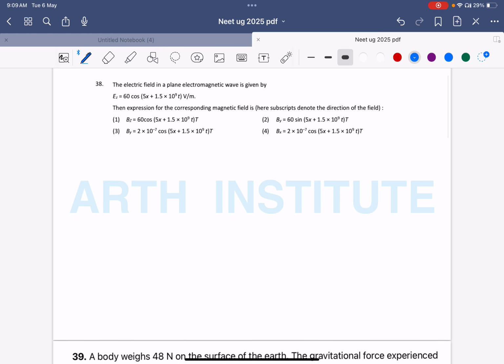Next, if you look at question number 38, the electric field in a plane electromagnetic wave is given, and you want the expression for the magnetic field. Remember two things. Number one, E and B are perpendicular. Number two, E and B are in phase.